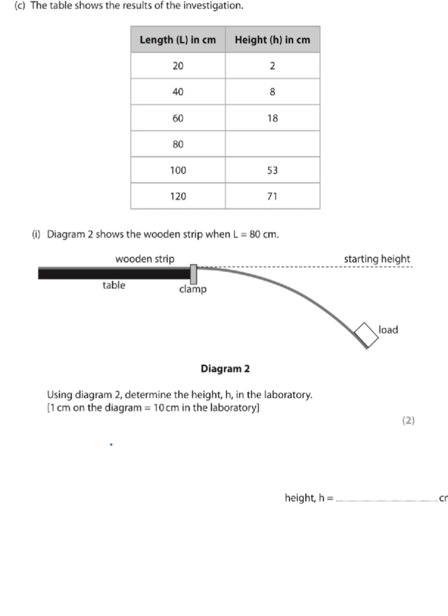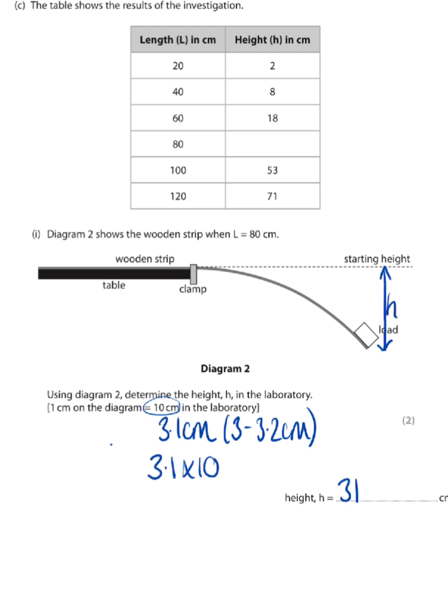Now we're asked to fill in the missing value for the height for a length of 80 centimeters. You're given a scale diagram, and you're told that 1 centimeter on the diagram is 10 centimeters in the lab. So you are actually required to take a measurement from this diagram. Now, if you look at the first diagram we were shown, we can see that the height we're looking for is this one here. Okay, so when you take a measurement of that with a ruler, you should get a value of about 3.1 centimeters, although anything between 3 and 3.2 centimeters is okay. You can see from the question that we've got a scale factor here that 1 centimeter is 10 centimeters in the lab. So we take that 3.1, we multiply it by 10, and that gives us a height of 31 centimeters.